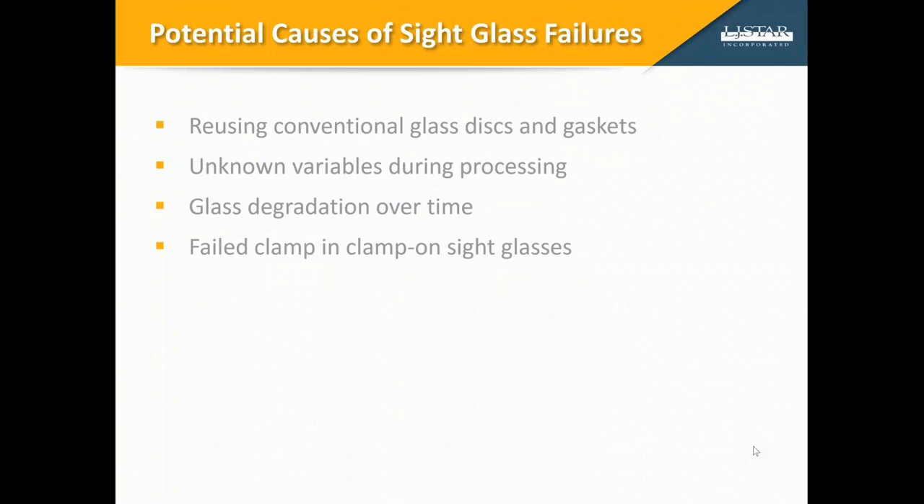Finally, with clamp-on sight glasses, which are widely used in the pharmaceutical and food production industries because they allow all components to be disassembled for easy cleaning or reconfiguration, the wrong clamp can lead to problems. Always choose clamps designed to withstand the level of pressure the sight glass will experience.